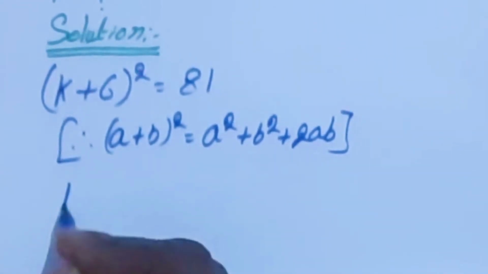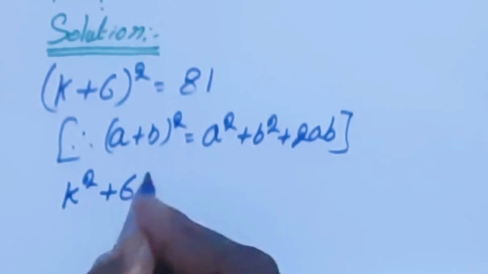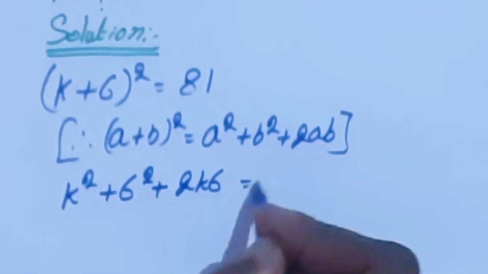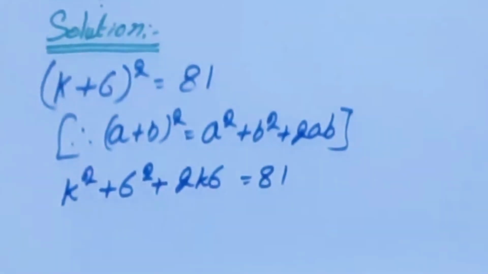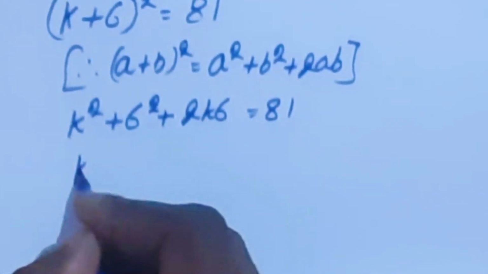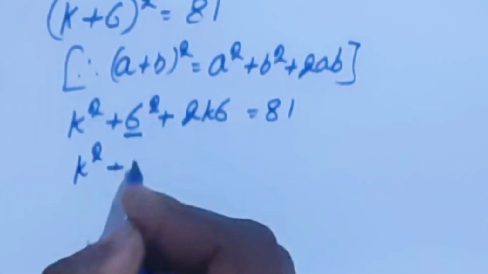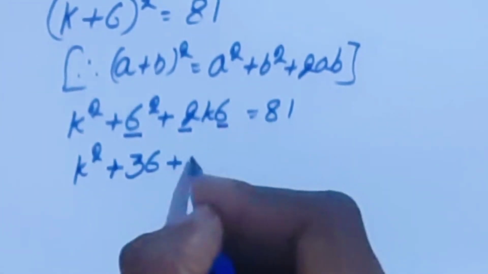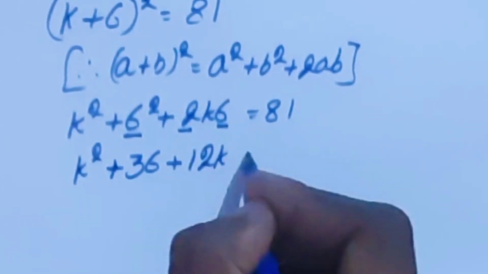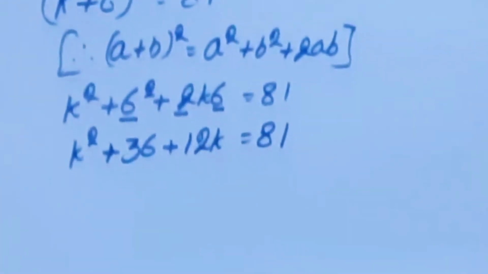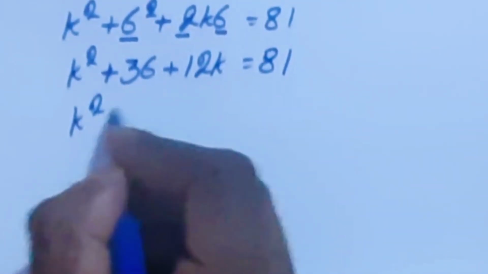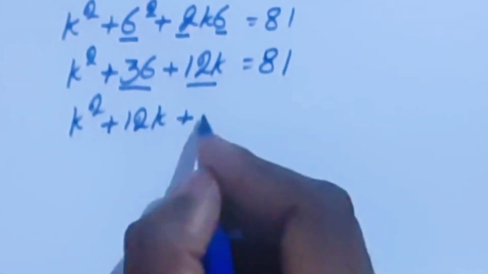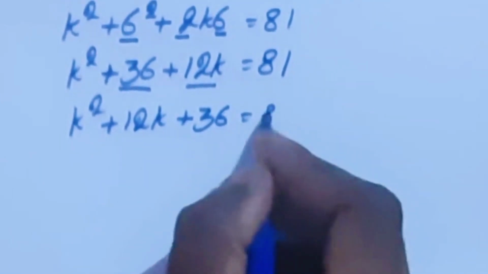So we'll get k^2 + 6^2 + 2 times k times 6 = 81. Now here, k^2 + 6^2 is 36, plus 2 times 6 is 12k, equals 81. Now k^2 + 12k + 36 = 81.